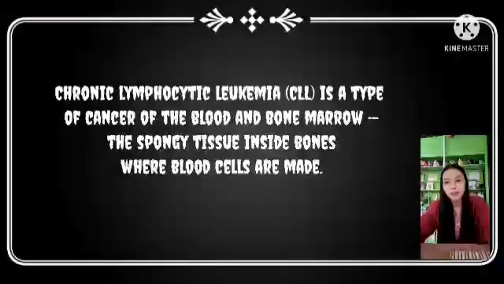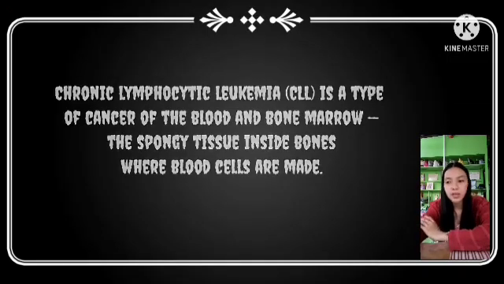So, the next type of leukemia cancer is chronic lymphocytic leukemia, or CLL. It is a type of cancer in the blood and the bone marrow, the spongy tissues inside the bones where blood cells are made. So, same, yung chronic naman ito, isa siyang type din ng cancer in the blood, sa bone marrow. So, meron tayong spongy tissue inside the bones wherein yung blood cells natin doon ginagawa. So, meron immature cells na ginagawa or rapidly growing of the mature cells kaya nagkakaroon ng chronic lymphocytic leukemia.